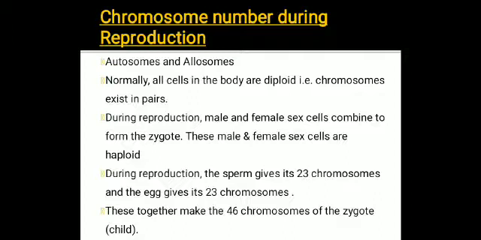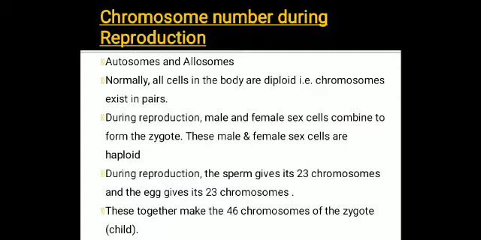So how many chromosomes do we have? We have 46 chromosomes, or 23 pairs of chromosomes. Out of the 23 pairs, 22 pairs are body chromosomes. These body chromosomes are called autosomes.